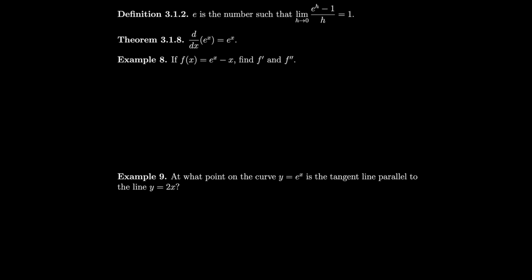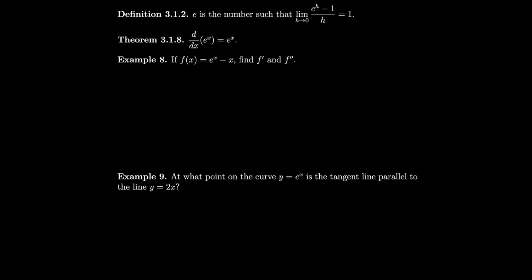So e is the number such that this limit is equal to 1. As we just saw, that forces the derivative of e to the x to be e to the x times the derivative at 0, which is just 1, so the derivative will be just itself. So the way that we defined it, e is the constant such that e to the x ends up with its own derivative.